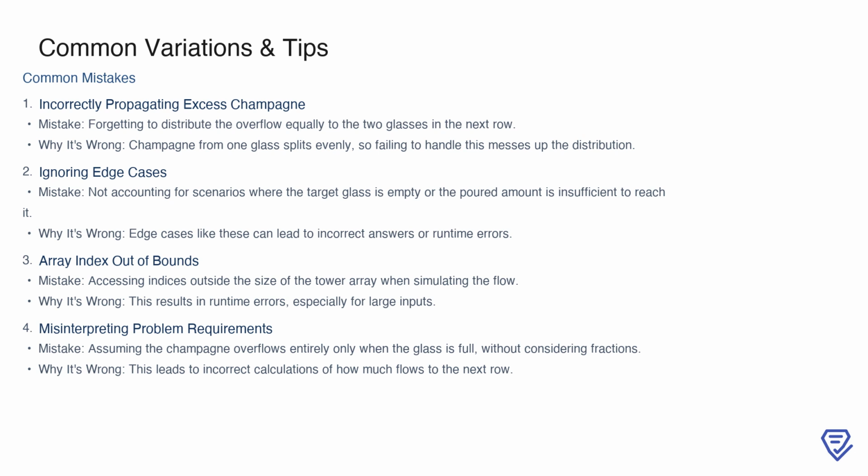Next, it's important to handle edge cases properly. For example, if the target glass is empty or the amount of champagne poured is too small to reach it, failing to account for these scenarios might result in incorrect answers or runtime errors. Another common error is accessing indices outside the bounds of the tower array. This can happen when simulating the flow for larger inputs and will lead to runtime crashes. Lastly, some people misinterpret the problem requirements by assuming champagne overflows only when the glass is completely full, ignoring fractional overflows. This misunderstanding can cause errors in the calculations for how champagne flows into the next row.